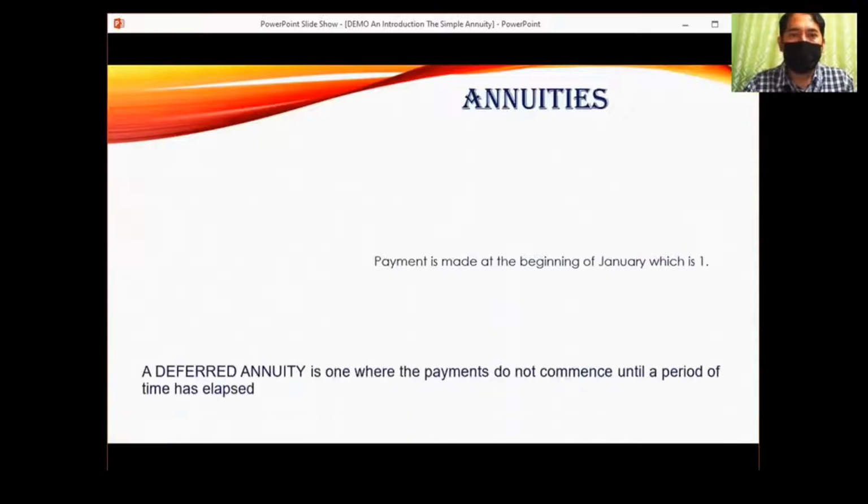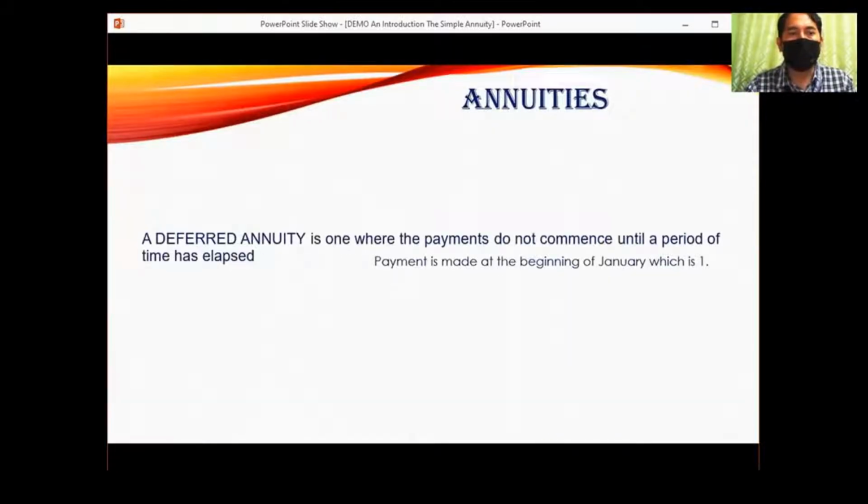Okay, so we have in here deferred annuity. Let's forgo this one. Pagka sinabing deferred annuity, you do not know when to start paying that deposit or when to stop paying that deposit, that is meant by deferred annuity.